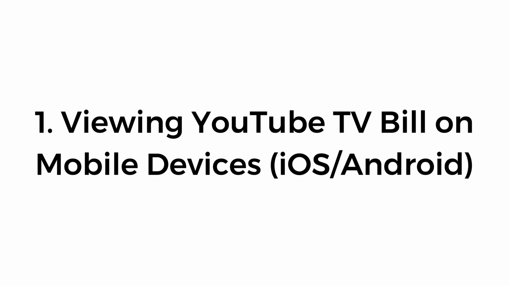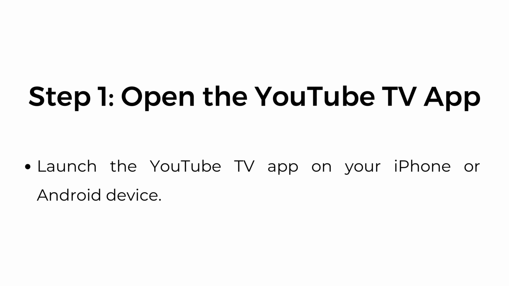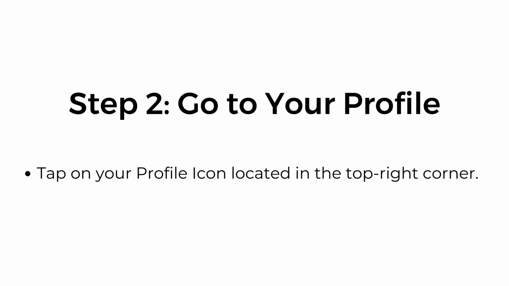Number 1. Viewing YouTube TV bill on mobile devices, iOS/Android. Step number 1. Open the YouTube TV app. Launch the YouTube TV app on your iPhone or Android device. Step number 2. Go to your profile. Tap on your profile icon located in the top right corner.